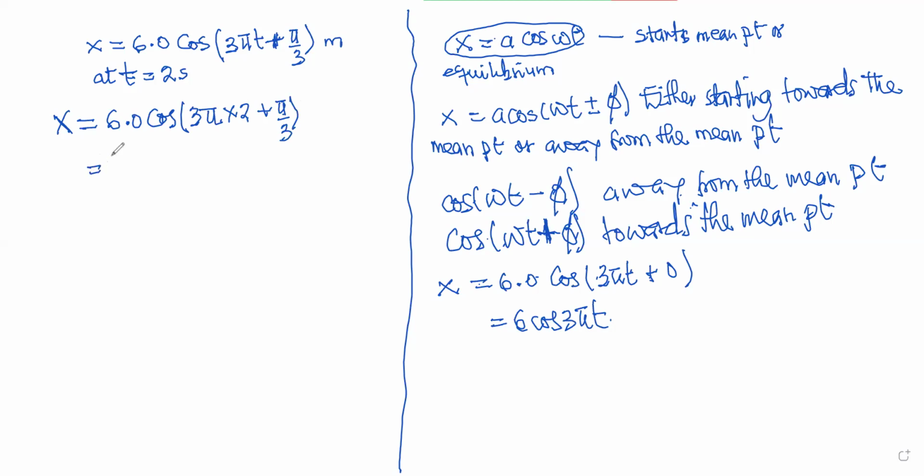So you have 6.0 cos of 6 pi plus pi on 3. Add them: 6 pi plus pi on 3 would give you 19 pi over 3.